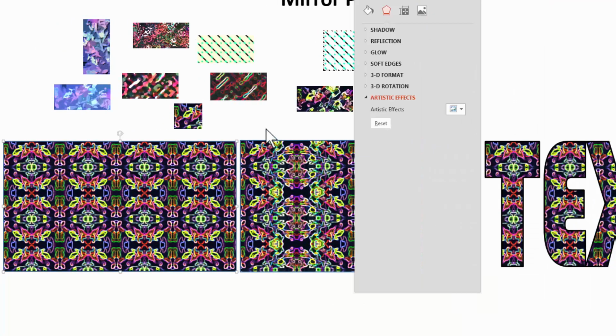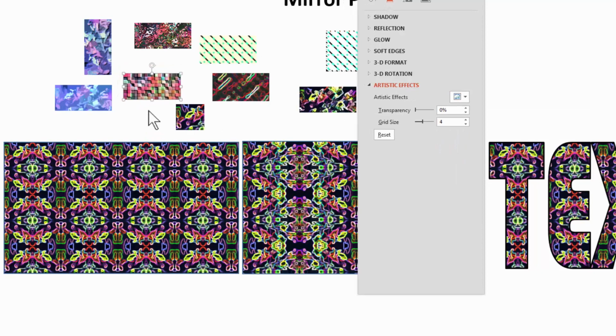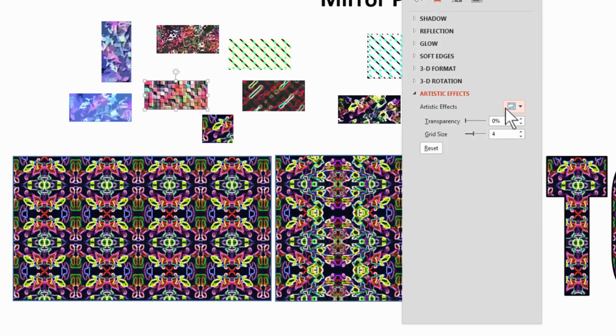Now I think the last one I'd like to try is something called light screen. So I'm going to click on this one, go to my artistic effects, and click on here. So light screen puts kind of like a little tile pattern on it. So you can see the grid size. If you spin up, the grid pieces get bigger. You spin down, the grid pieces get smaller.